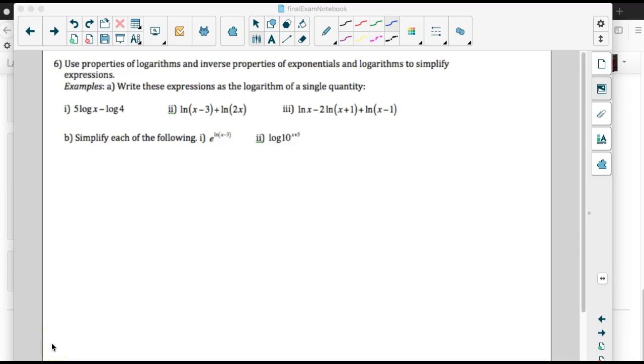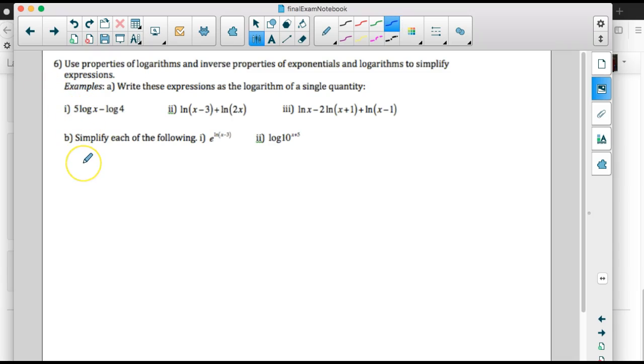Okay, in this video we'll review problem 6 on the final exam review. It says use properties of logarithms and inverse properties of exponentials to simplify expressions. So we're supposed to write these three expressions in one single logarithmic quantity. So first step is to put any value that's in front of the log. So for 6i, actually a letter I, we have 5 log x minus log 4.